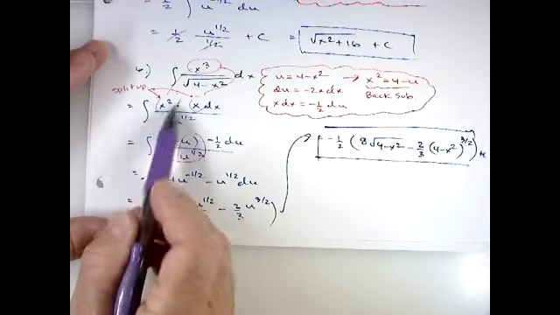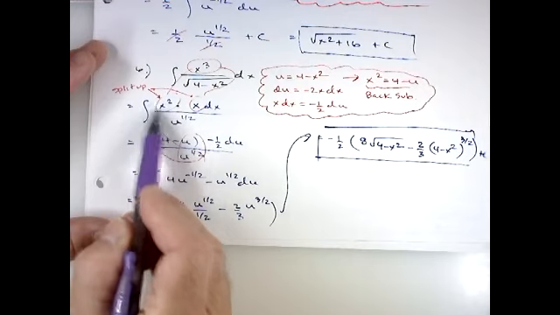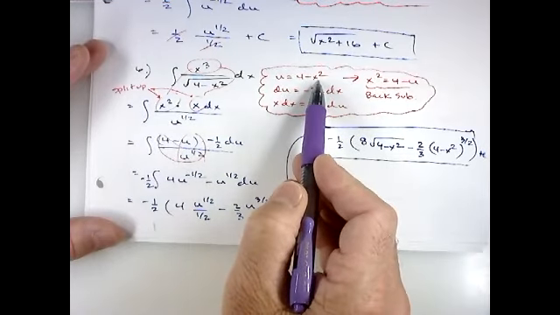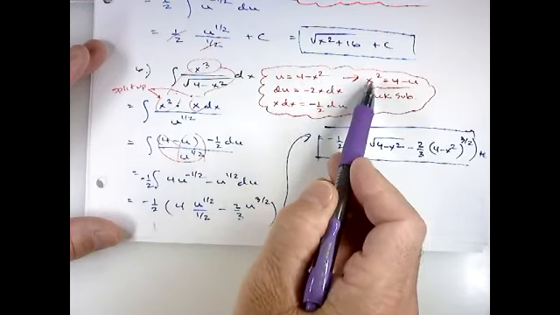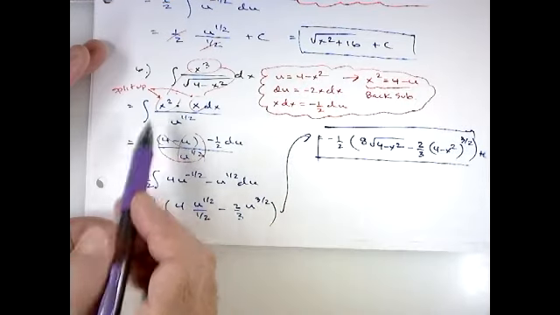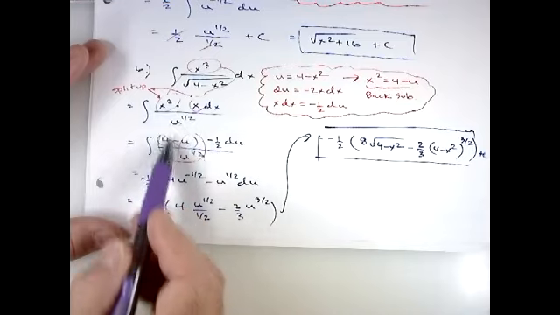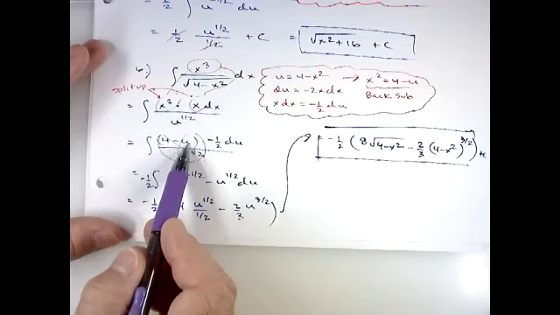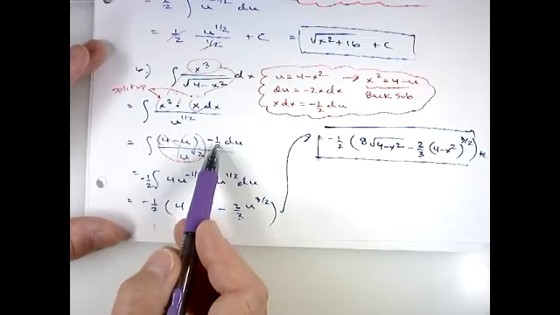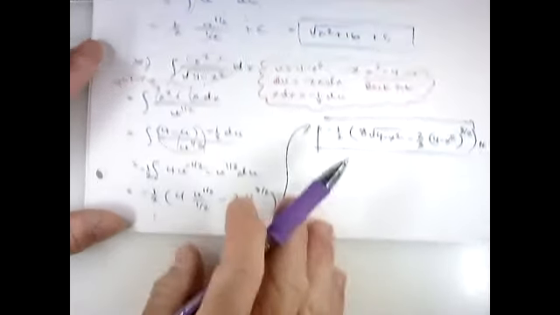Remember this idea: if you have leftover x's, sometimes you can go back to your original u choice, and notice I have an x squared there. If I solve for x squared, it's equal to 4 minus u. So I can replace that leftover x squared with 4 minus u. Bottom was u to the 1/2. There's my negative 1/2, which can be pulled out.